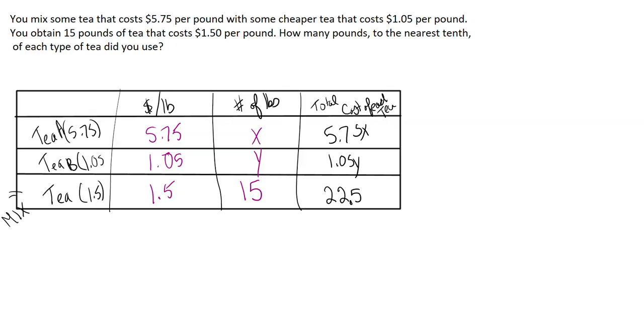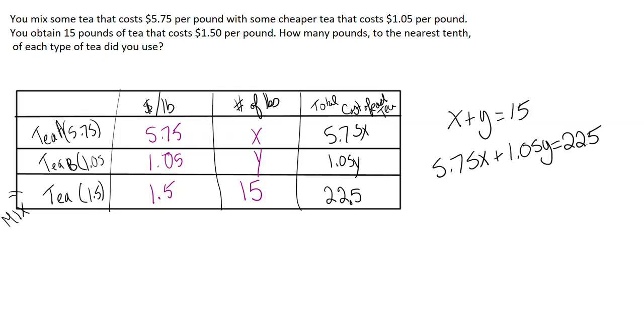So this is what you should have gotten for your chart. We're mixing TA, which is this $5.75 tea, with TB, which is the $1.05 tea, and we should get a new tea that costs $1.50. So again, pause the video, make sure that your chart is correct, and then I want you to write the equations for these systems. Okay, those are the 2 equations that you should get. So again, check that they're right, pause the video, and then solve the system.